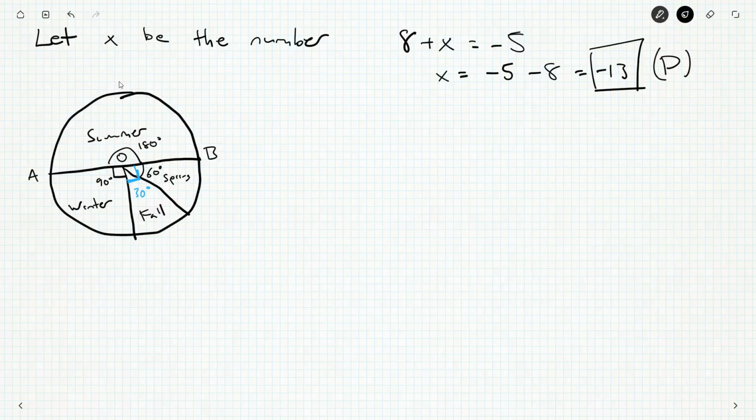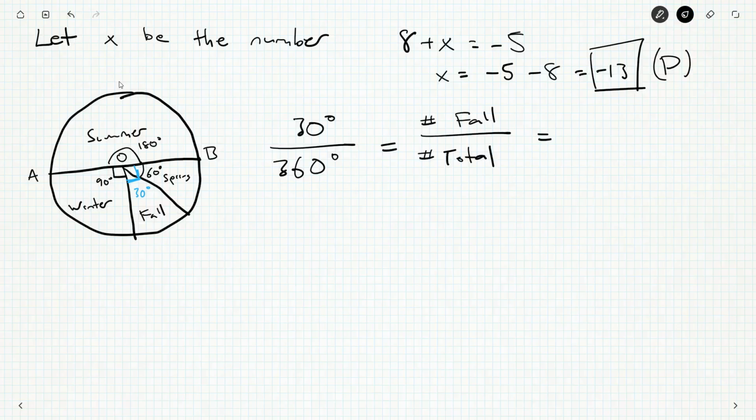But the nice thing about a circle graph is the degree angle of your slice is your fraction of the total. So 30 degrees out of the full 360 degrees is the same as the number of students who like fall out of the total number of students. We know the total number of students is 600. So now we have an equation, 30 over 360 equals the number who like fall over 600. We can isolate for the number who like fall.